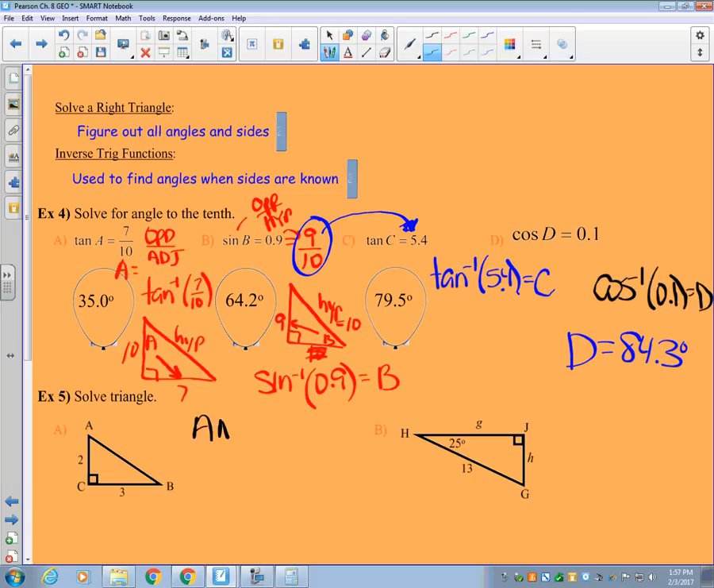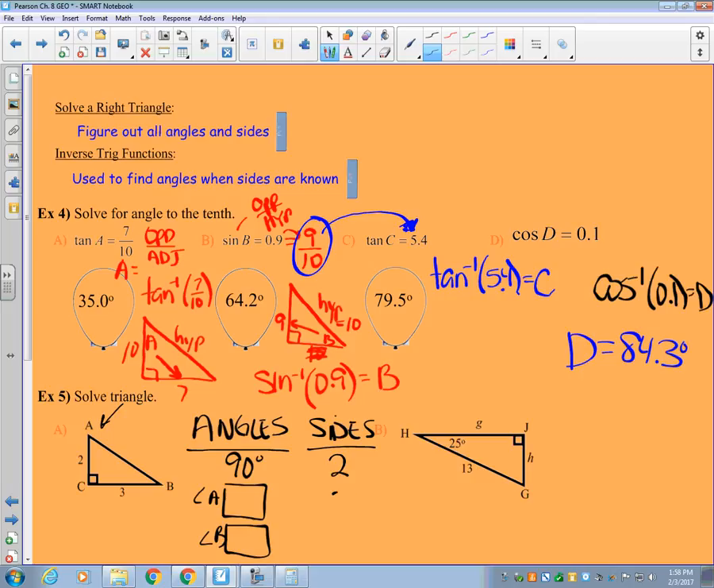So I've got angles here, sides here. The one angle I do know in this ABC triangle is our 90-degree angle, but I'm missing my other 2 angles, which are angle A and angle B. And for my sides, I know that one of my sides is 2, my other side is 3, and I don't know my missing third side.